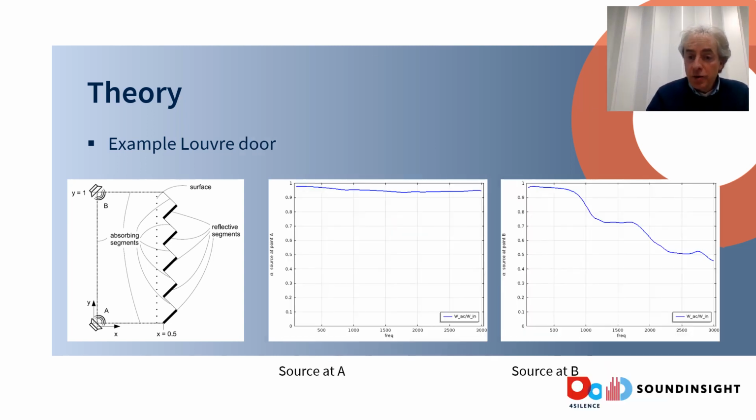And then the associated absorption coefficient becomes clear. So here you see the absorption coefficient when the source is at A, which is approximately 1, so it's fully absorbing. And here when the source is at B, you see more and more reflection due to these reflective segments, mimicking the more reflective behavior of the material when the source is at B.